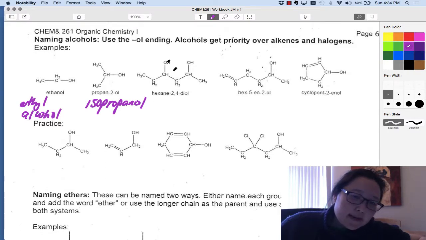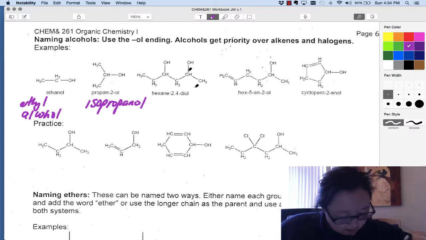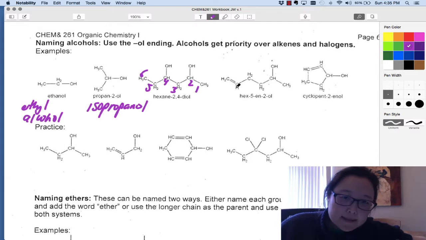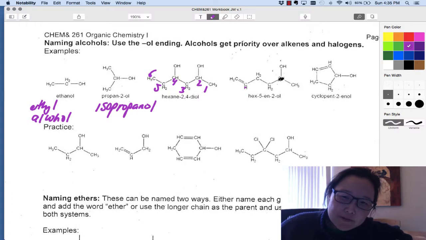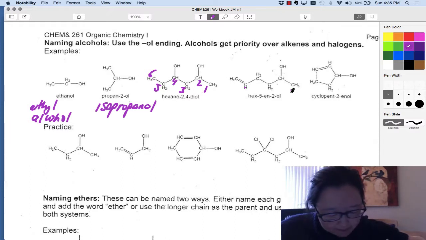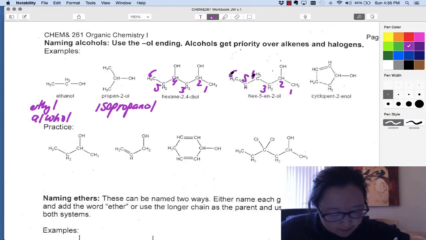Hexane-2,4-diol, so 2 -ols, 1, 2, 3, no, 1, 2. So this way. So hexane-2,4-diol. This is like the dienes that we went over. This one is 1, 2, 3, 4, 5, 6. No, 1, 2, 3, 4, 5, 6, because alcohols get priority over alkenes. That means make the alcohol the lower number possible, even if you have an alkene in here.